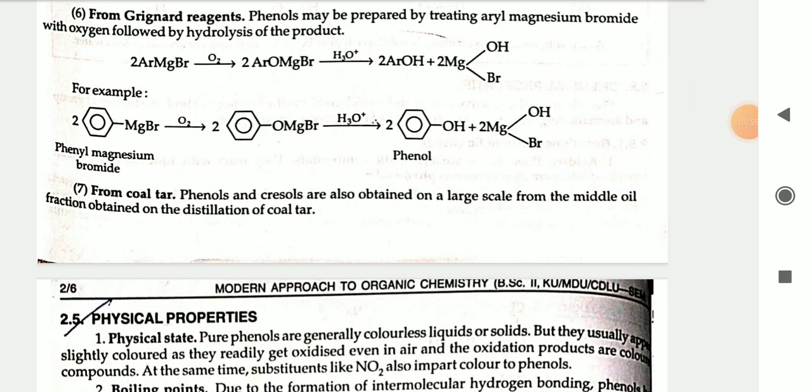Sixth, from Grignard reagent. Phenol may be prepared by treating aryl magnesium bromide with oxygen followed by hydrolysis of the product. Phenyl magnesium bromide in the presence of oxygen gives 2 mole of C6H5OMgBr. In the presence of H3O positive, it will form phenol plus 2 mole of Mg(OH)Br. Seventh, from coal tar. Phenol and cresols are also obtained on a large scale from the middle oil fraction obtained on the distillation of the coal tar.